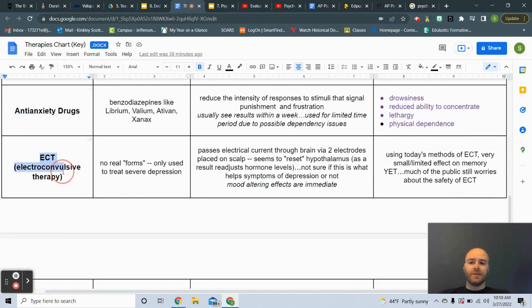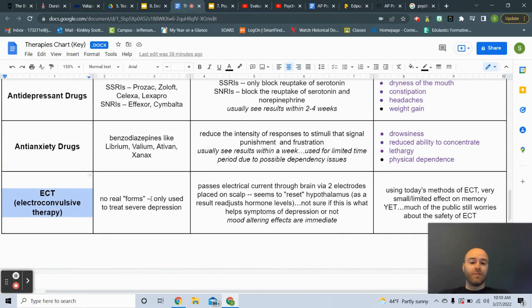Then we have ECT, or electroconvulsive therapy. This is only really used anymore to treat severe depression. It passes electrical current through the brain via 2 electrodes placed on your scalp. It seems to reset your hypothalamus as a result, and it readjusts your hormone levels. It's not sure if this is what helps symptoms of depression or not, but it does seem to decrease major depressive symptoms. Only if the depression is resistant to all other types of treatments would they use this treatment.